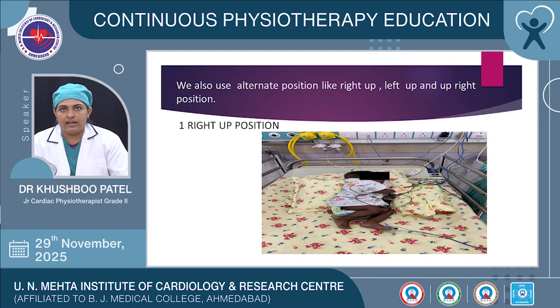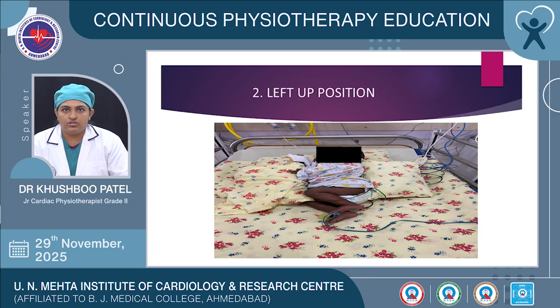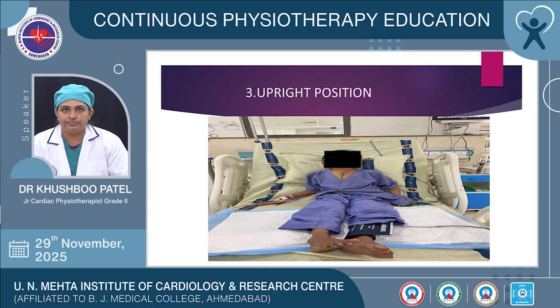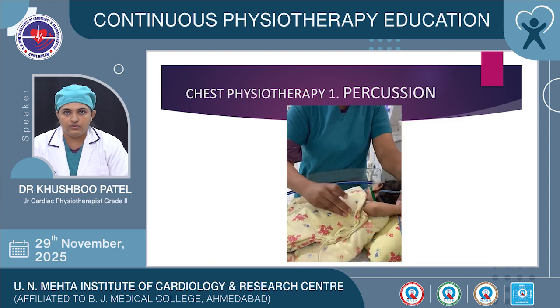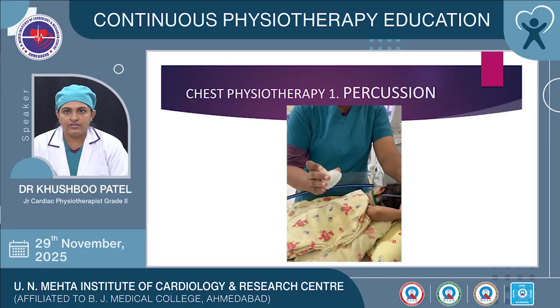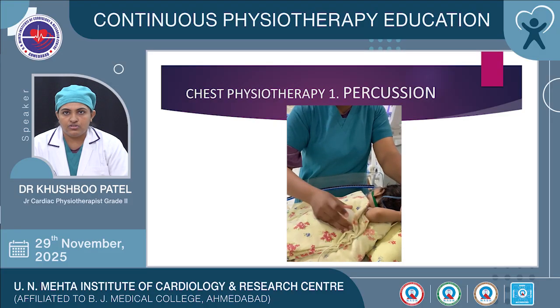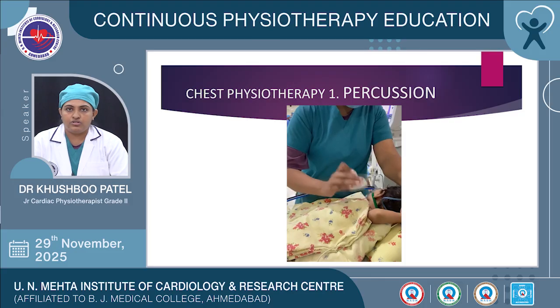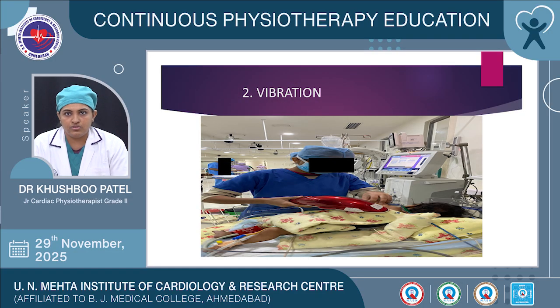Alternate positions like right side up, left side up and upright position should be given to improve the ventilation in different lobes. First is right side up, then left side up position and upright position. We can also give chest physiotherapy, first percussion. In this video you can see percussion given to a pediatric patient. Second is vibration to improve the lung.